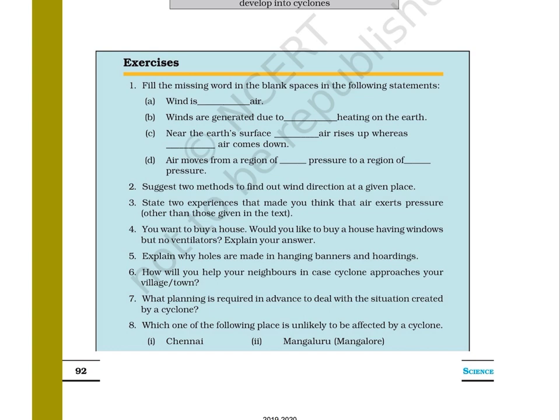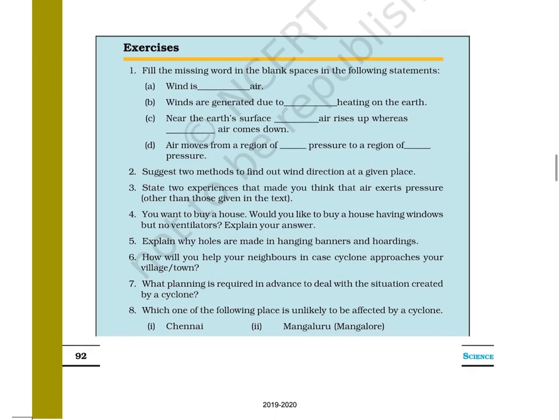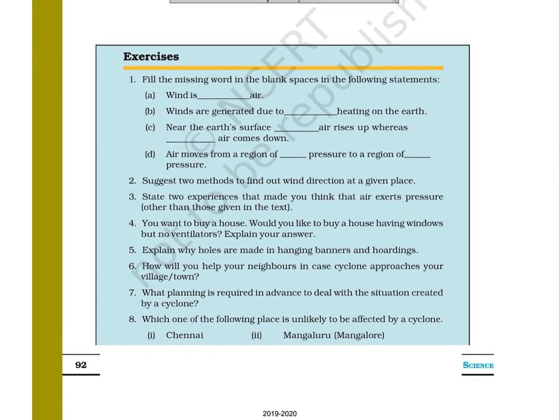6. How will you help your neighbors in case cyclone approaches your village or town? 7. What planning is required in advance to deal with the situation created by a cyclone? 8. Which one of the following place is unlikely to be affected by a cyclone? 1. Chennai. 2. Mangaluru or Mangalore. 3. Amritsar. 4. Puri.